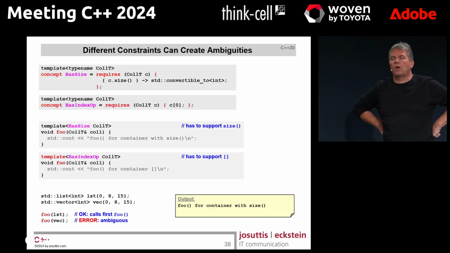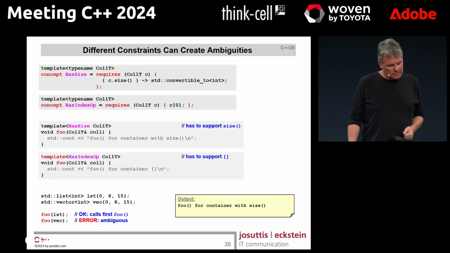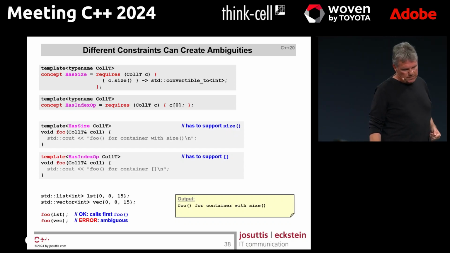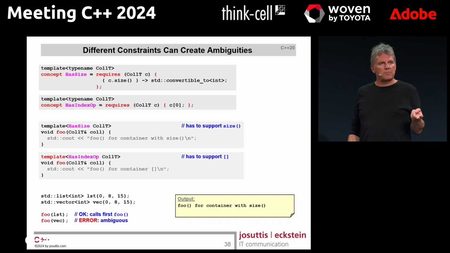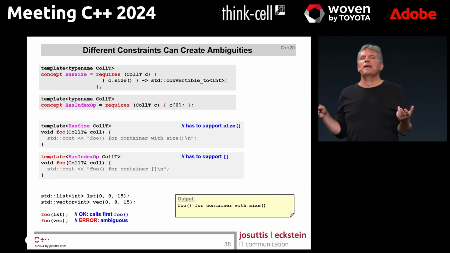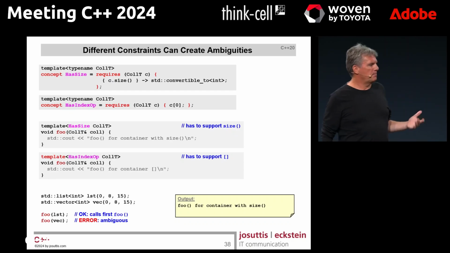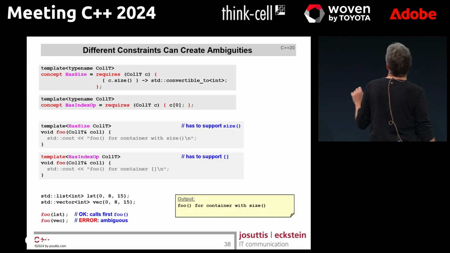If we now pass a vector here and call foo for a vector, we have a problem. We have two foos that match, because a vector has both index operator and size. So the compiler will say, that's ambiguous. I have no idea why to prefer one over the other. But you can solve that.